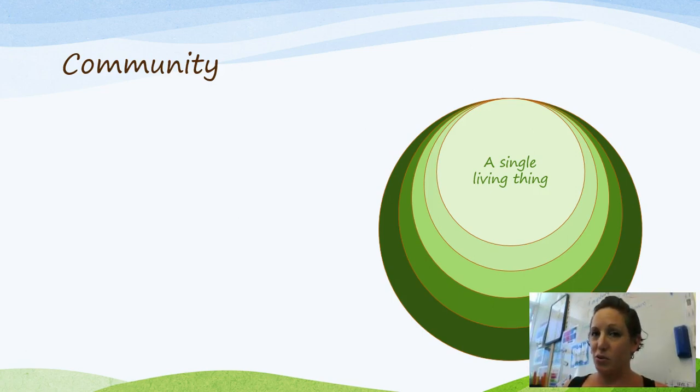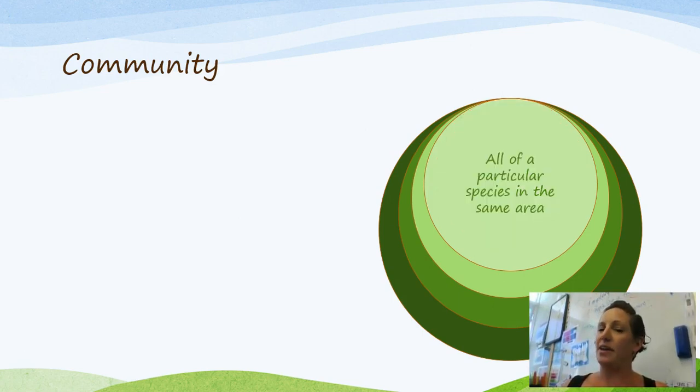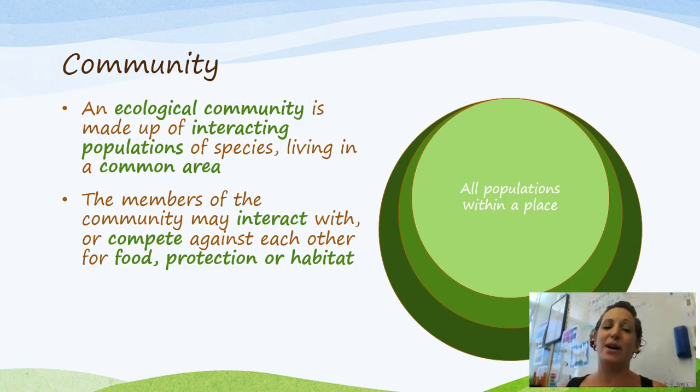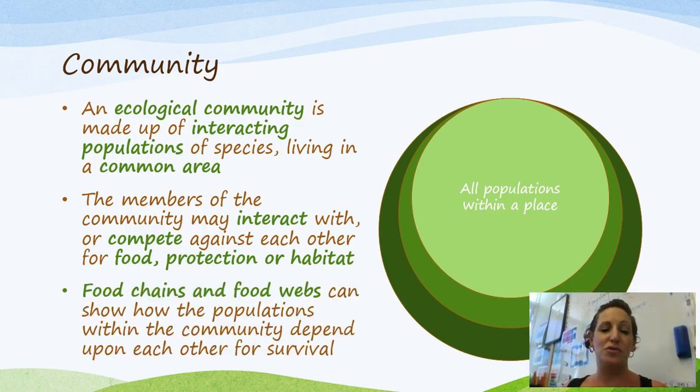So we have the organism, the single living thing, then the population, all the particular species in the same area, and the next is the community. An ecological community is made up of interacting populations of species living in a common area. The members of the community may interact with or compete against each other for food, protection or habitat. Food chains and food webs can show how the populations within the community depend upon each other for survival.